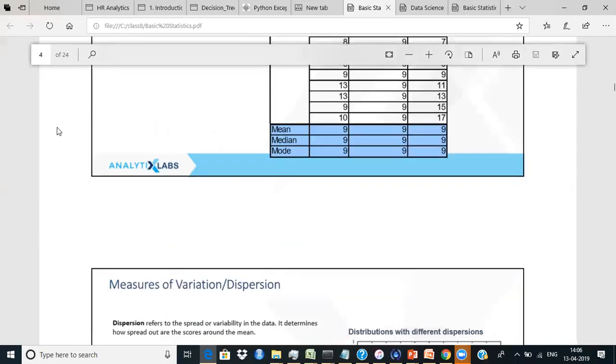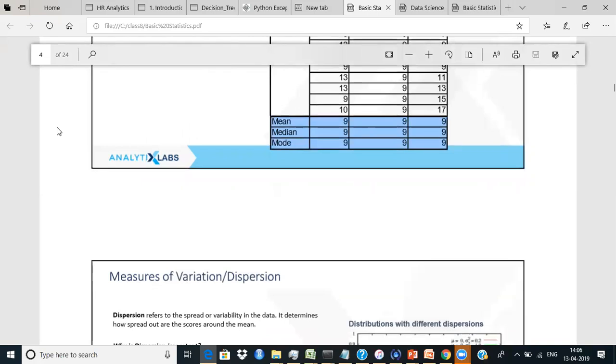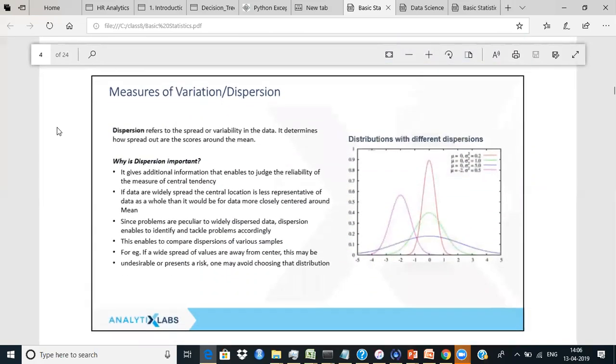There is a line which says dispersion refers to the spread of variability in the data. It determines how spread out the scores are around the mean. Correct. So should it be mean or should it be mode? Now, we discussed dispersion, right? What is the most common measure of dispersion? Standard deviation. Yeah, that is right. So in the standard deviation formula, you calculate the spread with respect to what? Mean or mode? Mean. So this answers your question, right? So it's the variability about the mean.